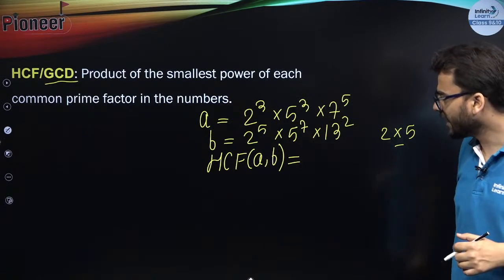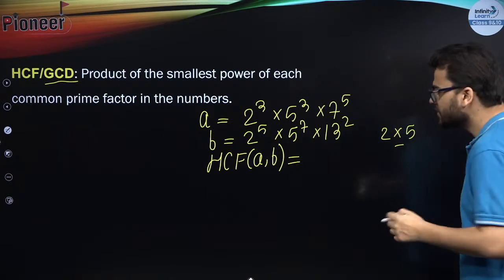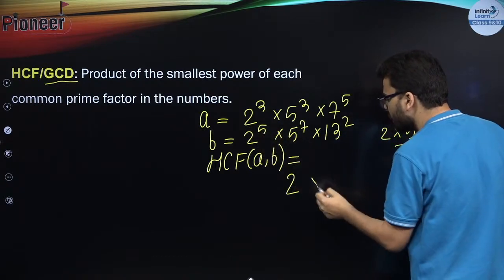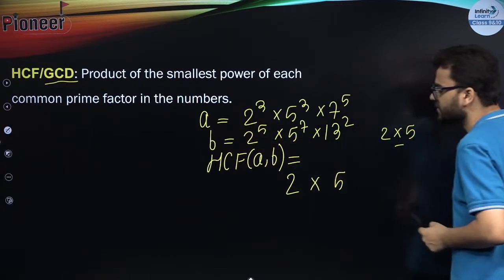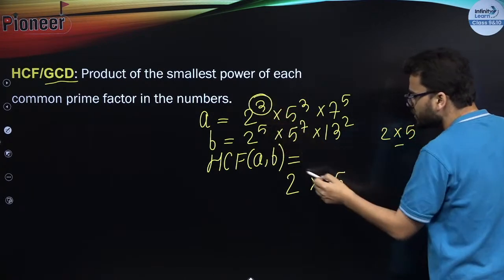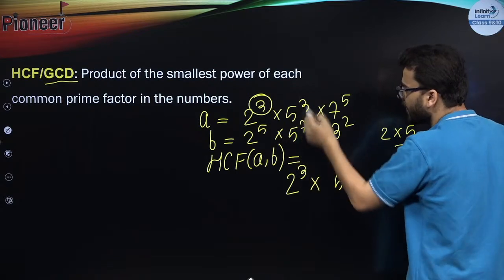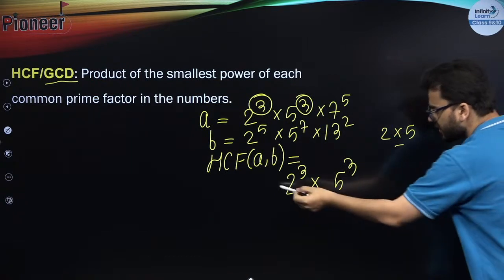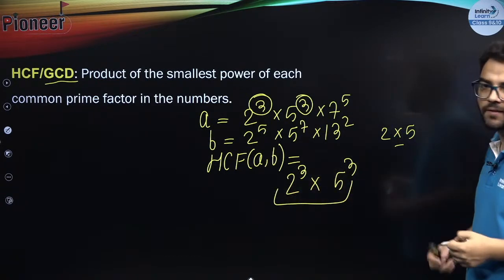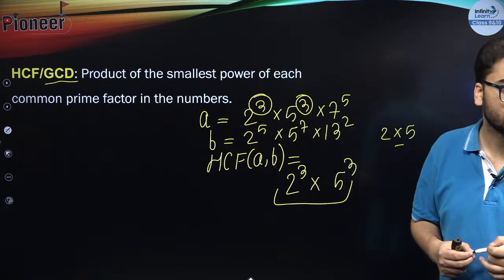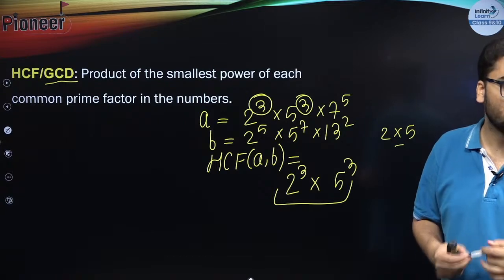Now we have to find the HCF over here. Just write the common factors first. Common prime factors are 2 and 5, only the common ones, and then you have to write the smallest power. So 2 raised to the power 3 will be coming over here, and 5 raised to the power 3 and 5 raised to the power 7, so you take the smallest power. That is the HCF, whatever the answer may be, but that's how you can find the HCF of two numbers. I hope it is clear.